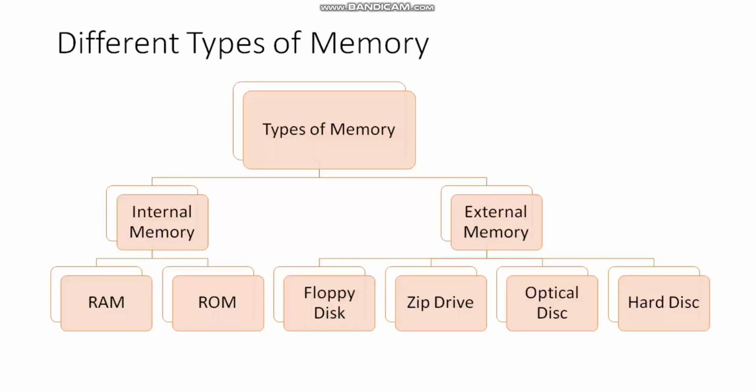Next we have different types of memory. So what are the different types of memory? We have two different types, internal memory and external memory. In internal memory we have RAM, ROM, and in external memory we have floppy disk, zip drive, optical disk, hard disk, and so many. Let us discuss what it is all about.